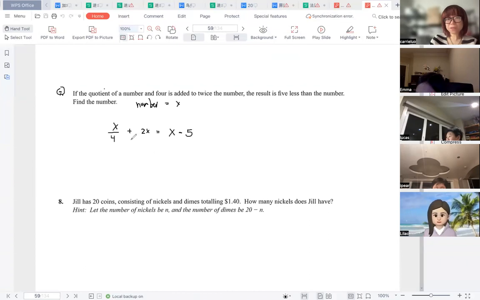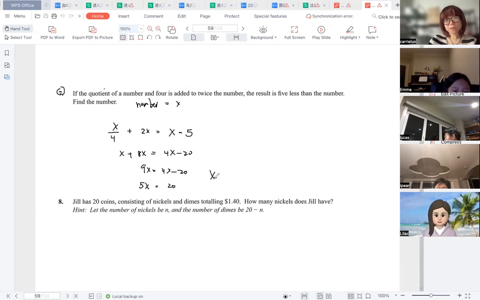So left side and right side times 4. So x plus 8x equals 4x minus 20. So 9x equals 4x minus 20. So 5x equals 20. X equals 4. Negative 4, sorry. Okay, get it? 非常容易错的是这里一个 negative 错了，对不对？老师刚才也差点错了，so x equals negative 4.